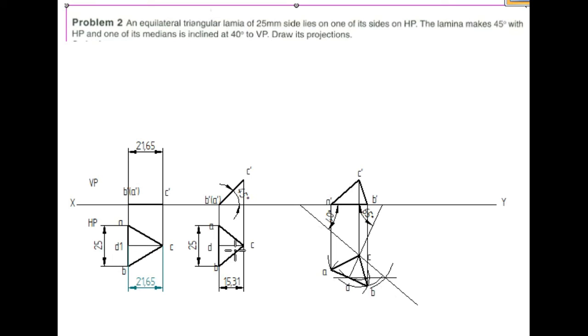This is very important while solving the beta angle problem. You should take the difference. We should first measure the difference between this median and this median, and with respect to these lines, we have to draw this triangle. It is not an equilateral triangle. The triangle will be obtained, and based upon this, the front view will be obtained.